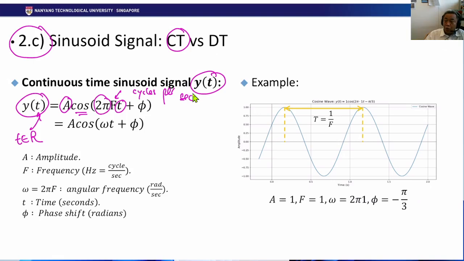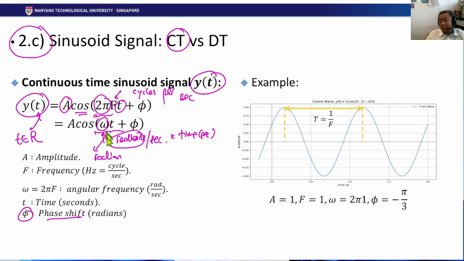And when we multiply by 2 pi, we convert cycles per second into something called the angular frequency. So this is radians per second. So when we multiply radians per second, omega, by time, which is in seconds, we end up with only radians. And radians plus another phase shift, which is still radians, then the entry into this cosine is a radian value. So it makes sense.